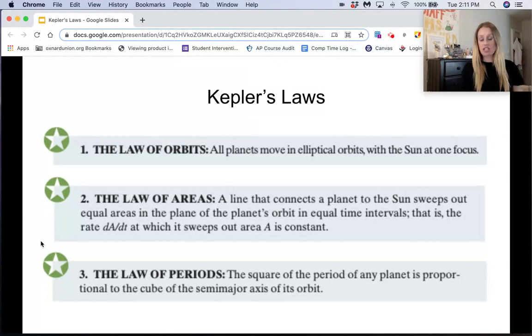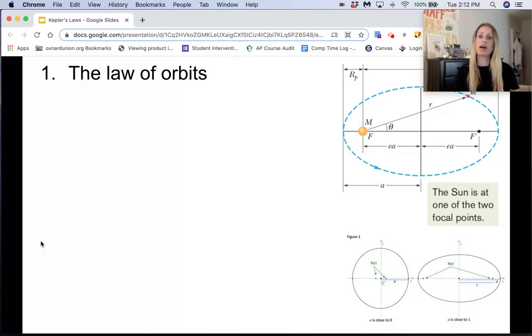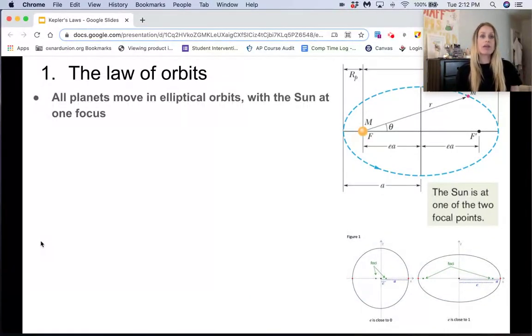So it's a lot of information, but let's go through them one by one and talk about what exactly they mean. So number one, the law of orbits. Now here we know that all planets move in elliptical orbits with the sun at one focus. An elliptical orbit is shown on the right-hand side here. When we have an elliptical shape like this, we have two what we call foci. So we can see that the sun is at one focus, and then this is our other focus here.